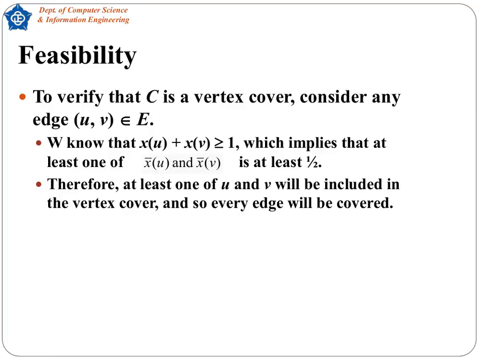Now, to show that C really is a valid vertex cover, pick any edge (u, v). The LP constraint tells us that x_u plus x_v is greater than or equal to 1, so at least one of those values must be greater than or equal to 1/2. Our rounding rule then adds every vertex with x greater than or equal to 1/2 into C, which means u or v or both ends up in C. Since this argument applies to every edge, C indeed covers all edges.